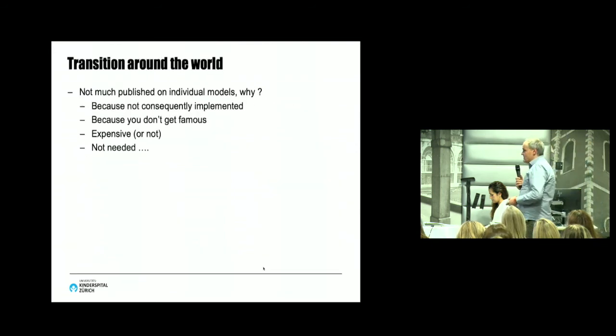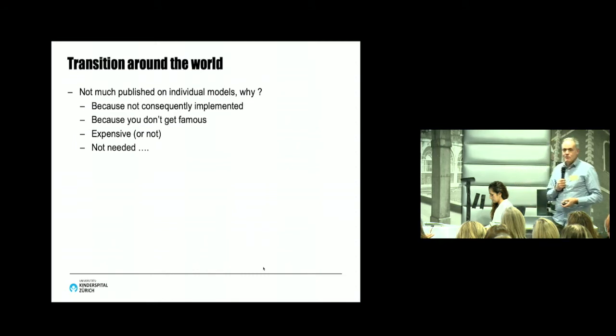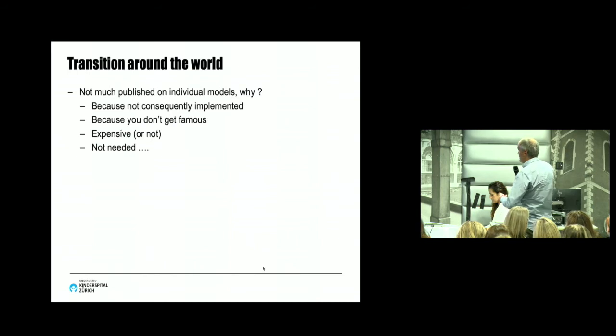So transition around the world is the issue I've been asked about. It's not much published. The question is why? Because it's not consequently implemented, because you don't get famous, you get more famous publishing some new genes. That's just a matter of fact. You can't change that. It's expensive, or maybe not needed.